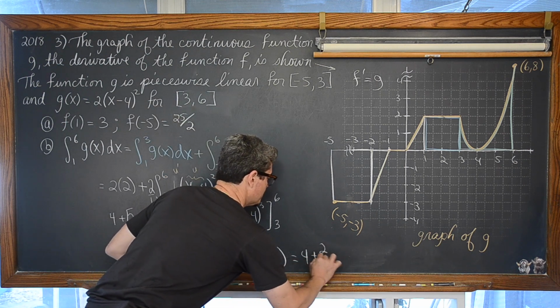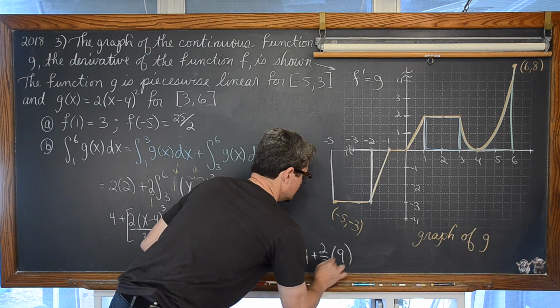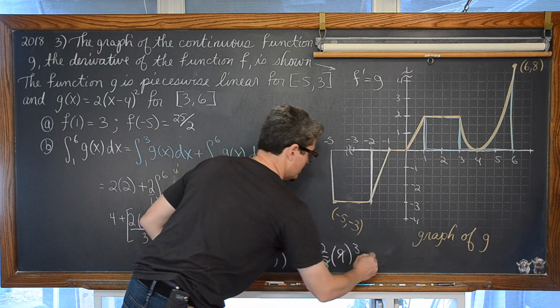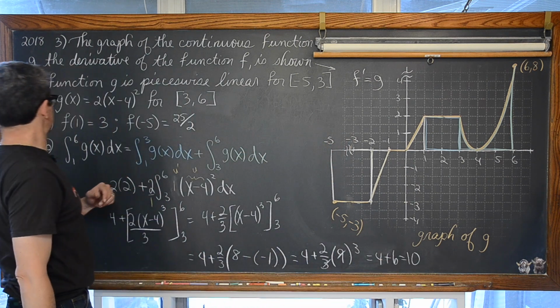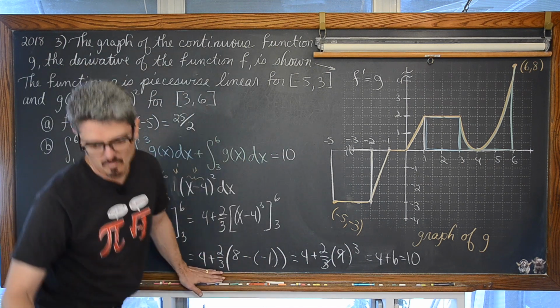So now we have 4 plus 2/3 times 9. Of course, 9 divided by 3 is 3, so we're looking at 4 plus 2 times 3, 4 plus 6. Well, that is equal to 10. Okay, let me double check my work here.